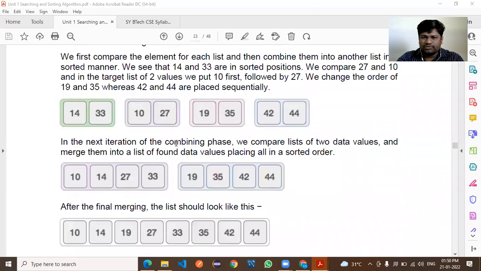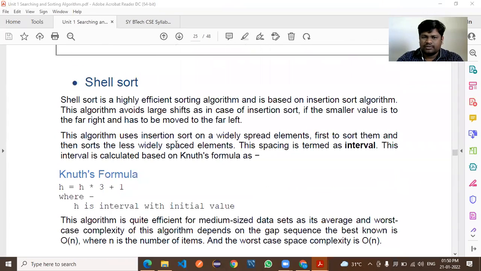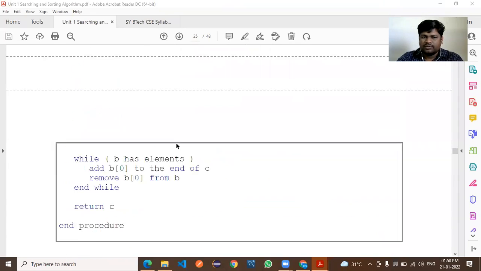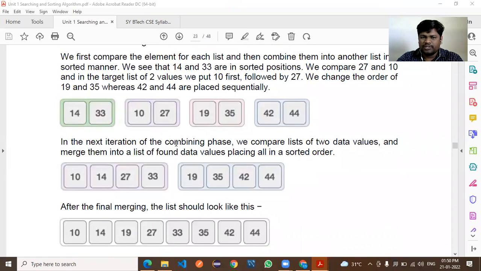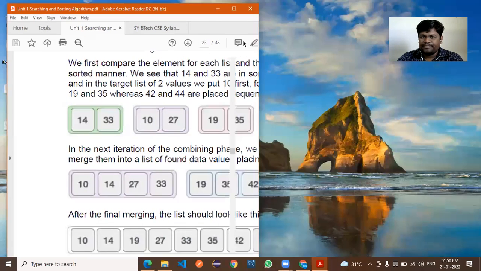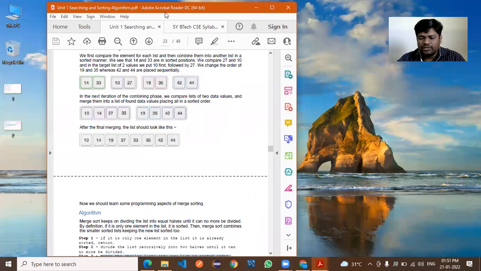So how many algorithms have we discussed up till now? We have completed the first, bubble sort. After that, the next algorithm, selection sort. Next, insertion sort. And after that, merge sort. Right.